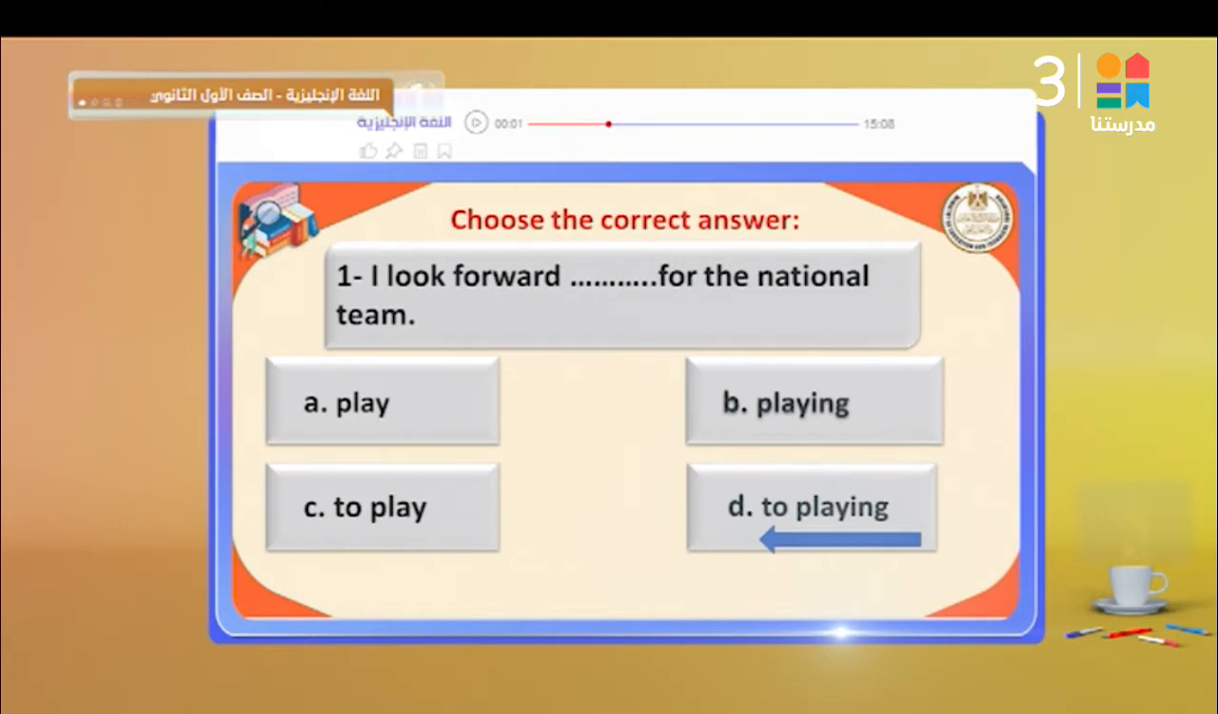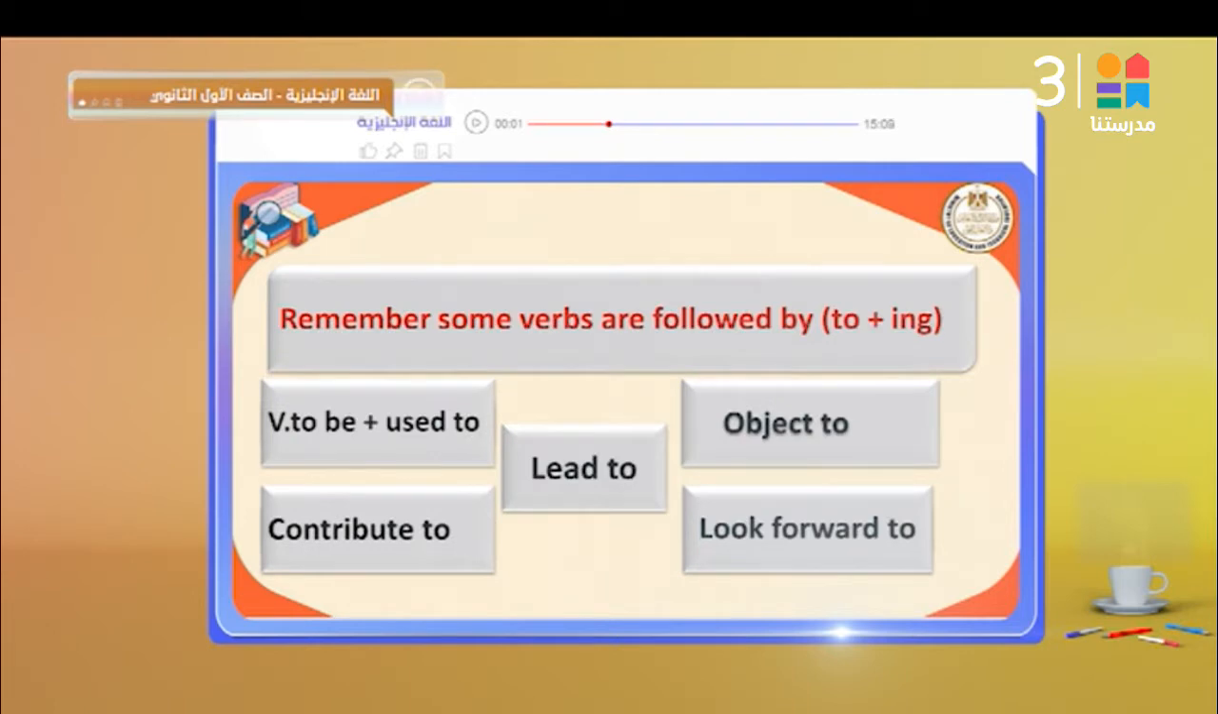Now let's look together at another group of verbs. Remember, some verbs are followed by to plus ing. Not the infinitive to, so let's focus. We are used to to plus infinitive, but here it is to plus ing. Like what? Like the verb used to if it is preceded by verb to be. I say he is used to smoking, he is used to drinking coffee, it's his habit. We also have contribute to, lead to, object to, look forward to. All these end with to, but they are also followed by ing. So it's very important.